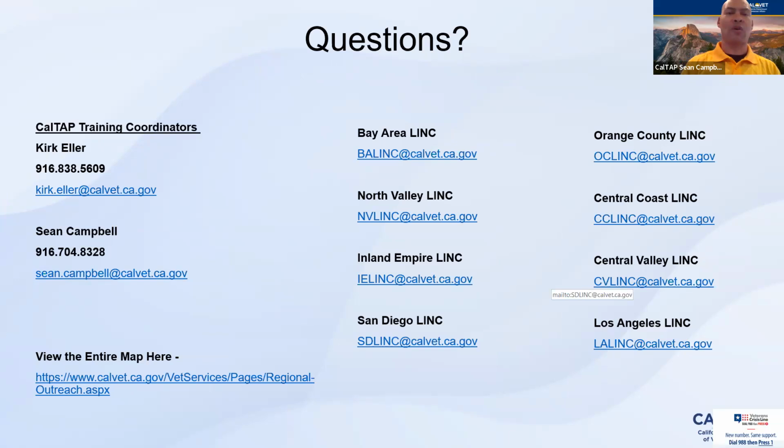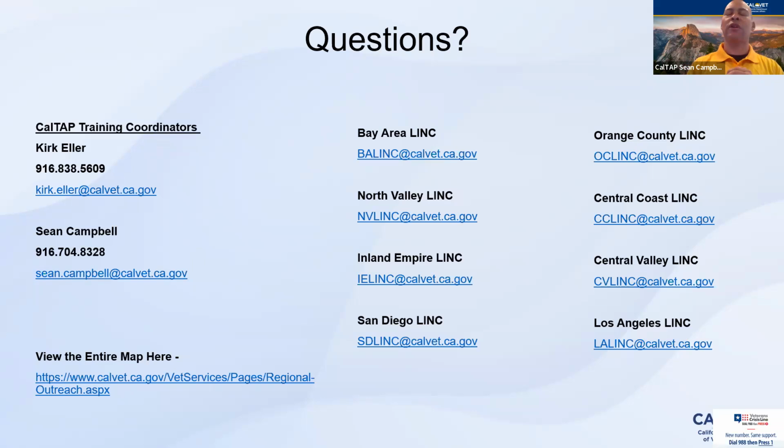My counterpart Kirk was talking about the local interagency network coordinators. Here are their different email addresses. And I just want to tell you that absolutely, California is a huge place. We have 58 counties, and they put these 8 teammates of ours out there to just work out there. And I heard Kirk use the term a warm handoff. That's what it really is.